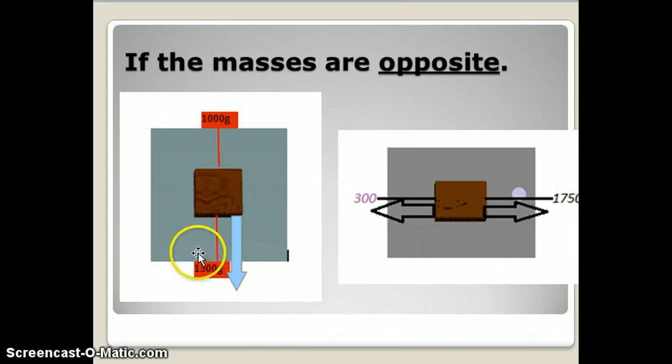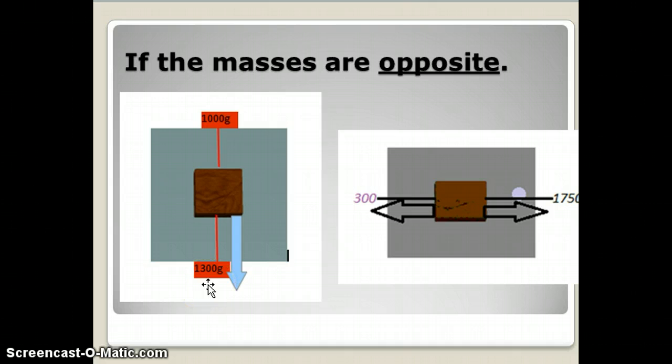When you have masses placed opposite one another, there is a force pulling on both sides of the block in opposite directions. So the 1,000-gram mass is causing a force in this direction, and the 1,300-gram mass is causing a force in the opposite direction. Now when you're thinking about adding these masses together, you're really just thinking about canceling them out.